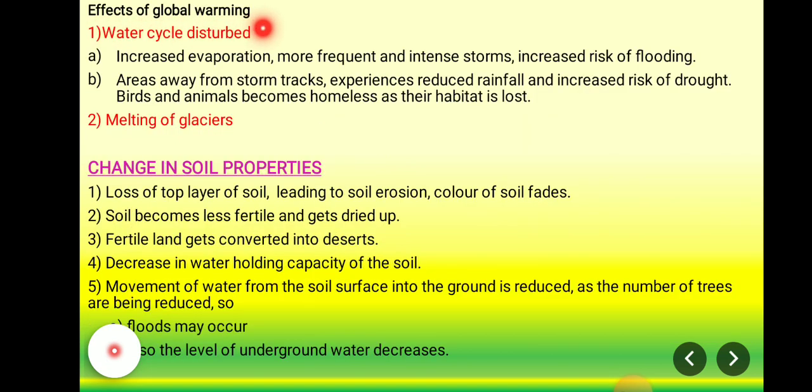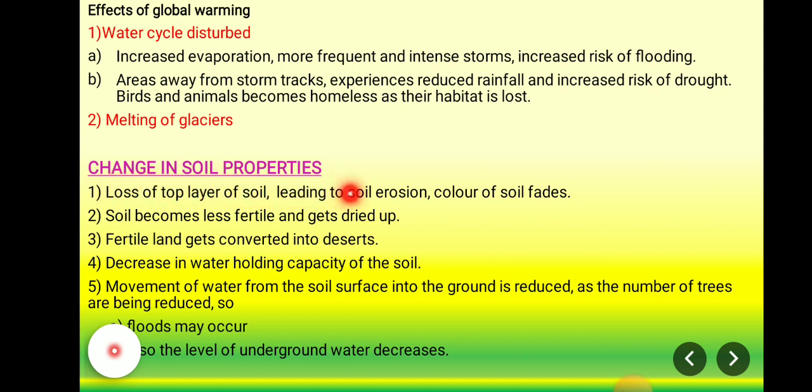Now effects of global warming. As the temperature of the earth's atmosphere increases, the water cycle is disturbed. As the temperature increases, there is increased evaporation. More frequent and intense storms can take place, with increased risk of flooding. Areas away from the storm tracks experience reduced rainfall and increased risk of drought. Birds and animals become homeless as their habitat is lost. And also the melting of glaciers takes place.